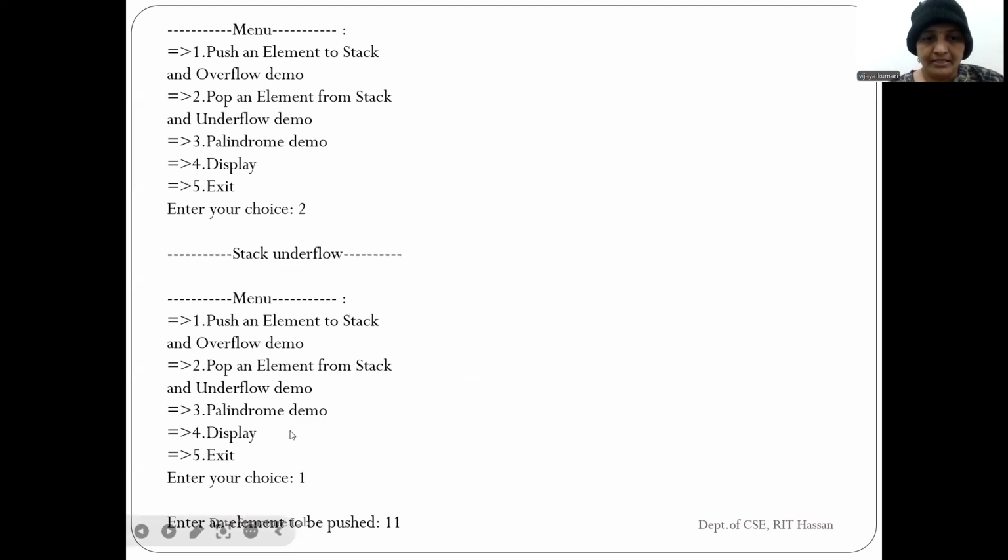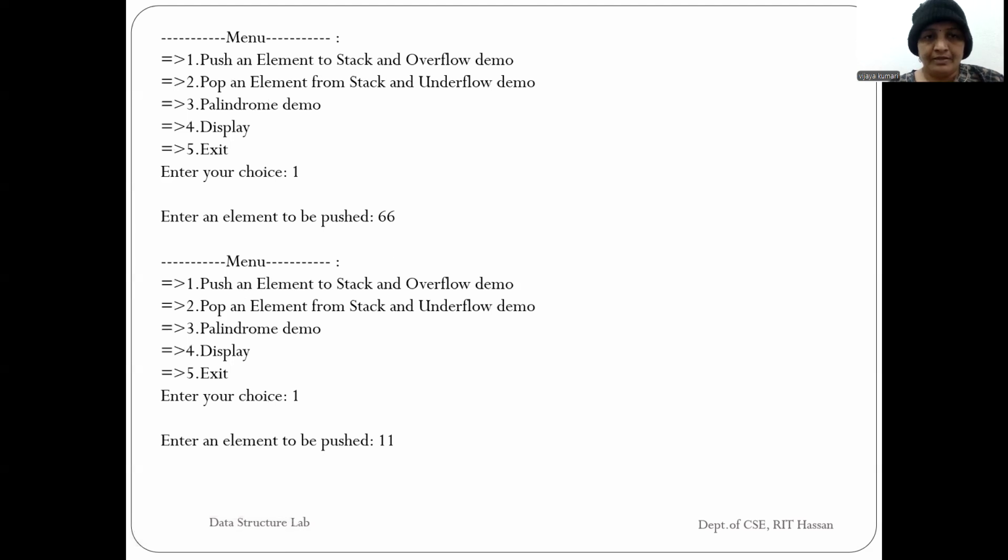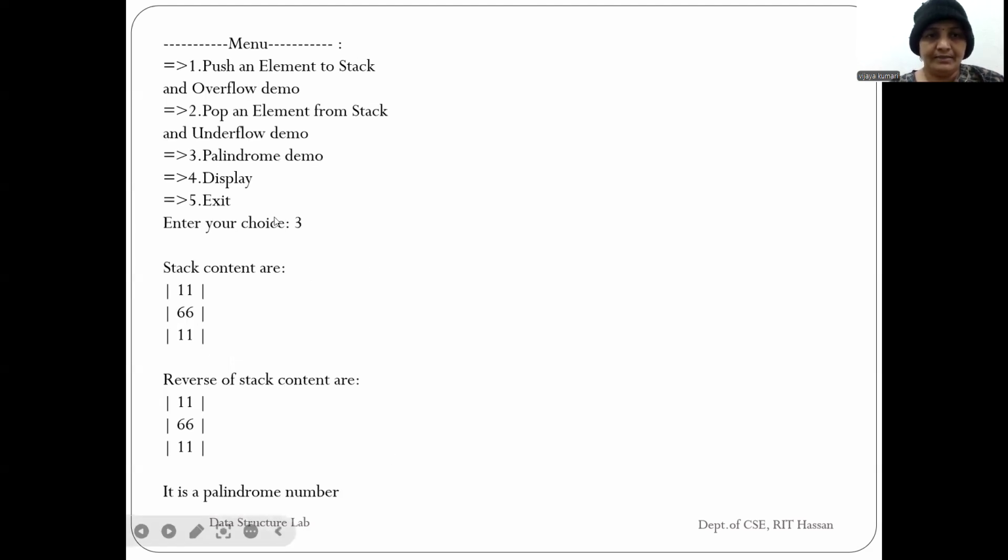Again, to check the palindrome function, I took choice 1 and entered 11. Similarly, 66 and another 11. Once I display this, with option 3 as the palindrome demo, the stack content is the reverse of the stack content and it is a palindrome. Similarly, we can check for the not palindrome option also.